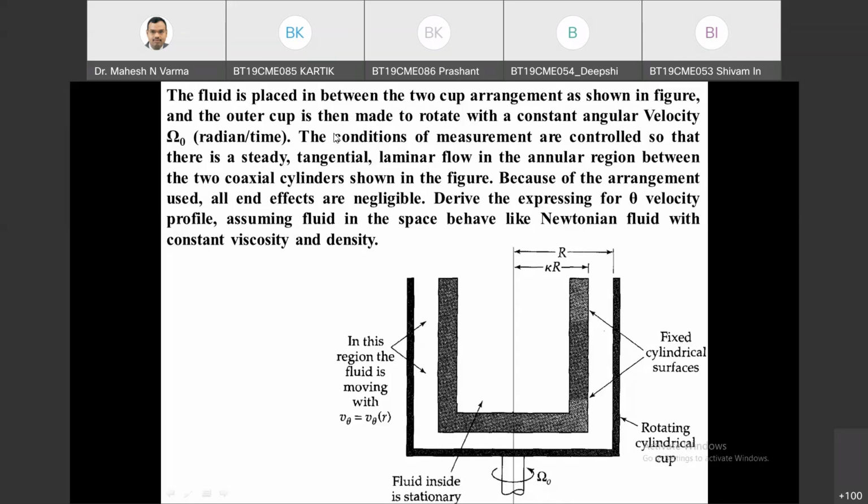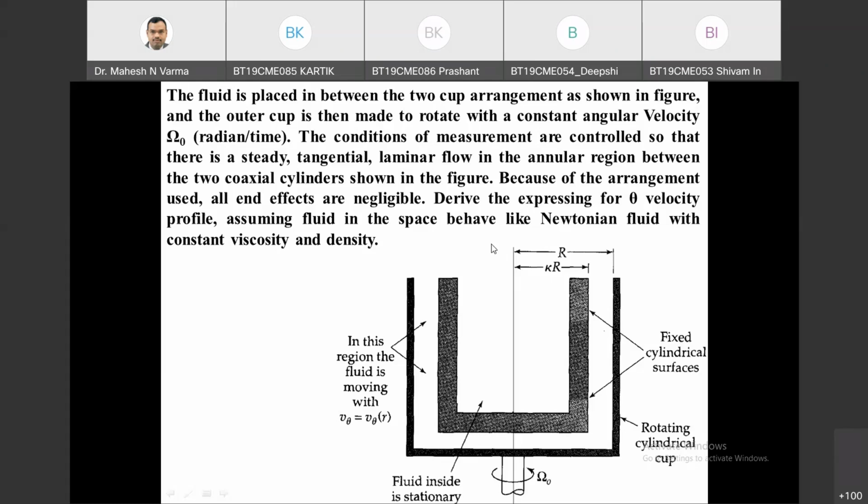The condition controls such that the flow is steady. So there is no variation with respect to time, steady state, and tangential laminar flow is there, tangential to this surface, between two coaxial cylinders as shown in the figure. Because of this, all end effects are negligible. So derive the expression for the v theta velocity profile, assuming Newtonian fluid, so constant density and viscosity.